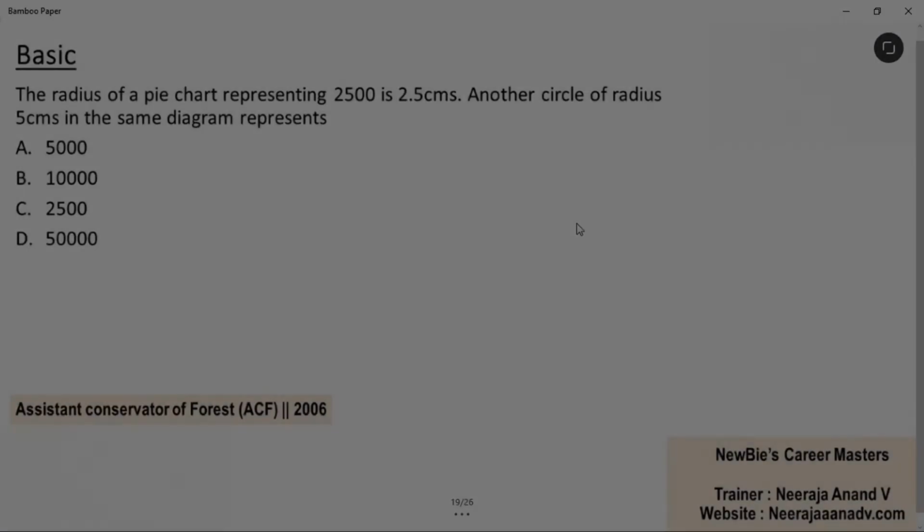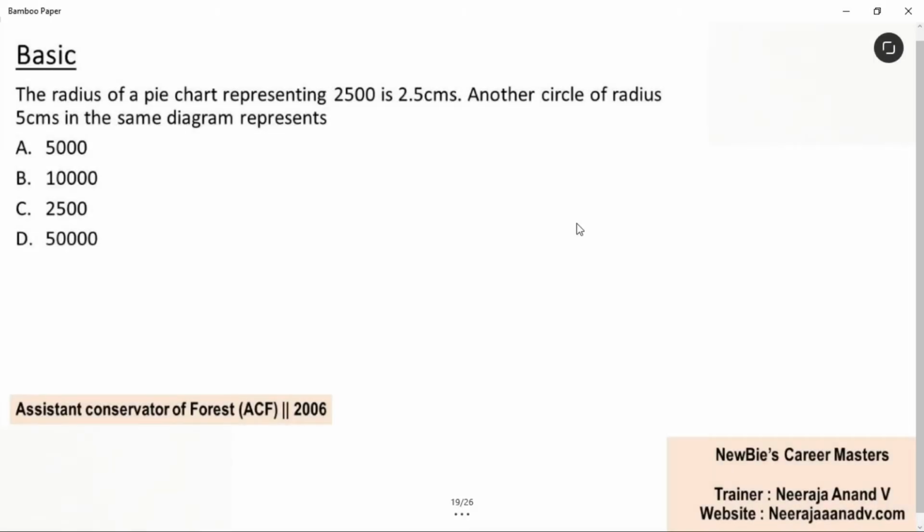Very simple, no? Newbies, next question is a basic question. I'll let you know why it is basic, okay? Let's read the question now. The radius of a pie chart representing 2500 is 2.5 centimeters. Another circle of radius 5 centimeters in the same diagram represents.